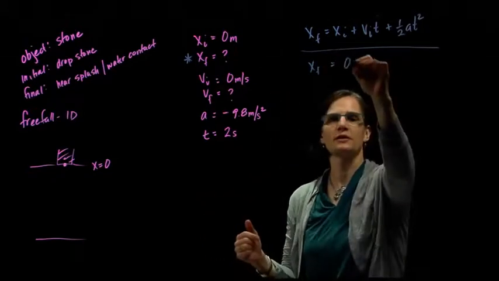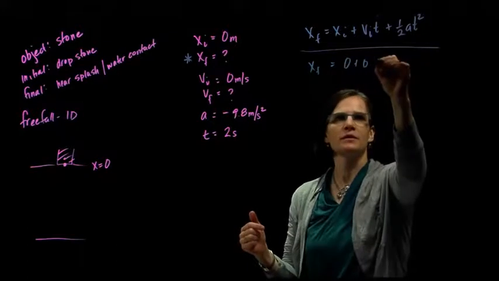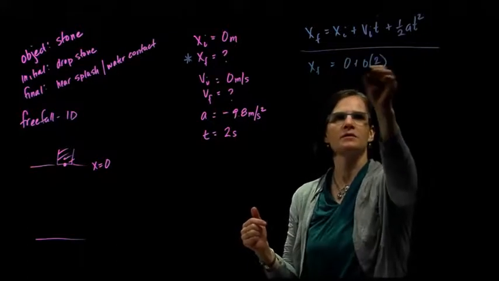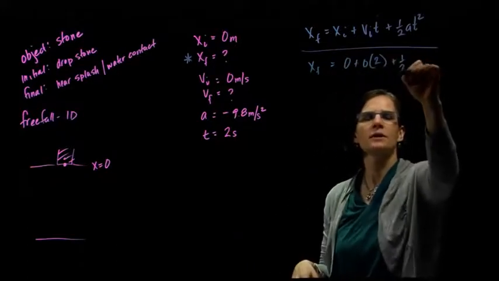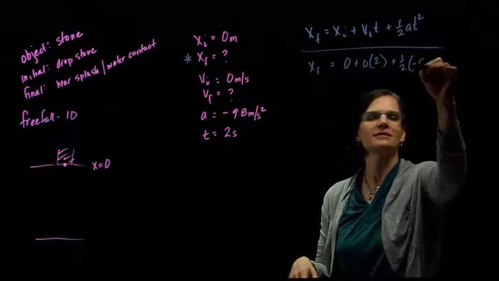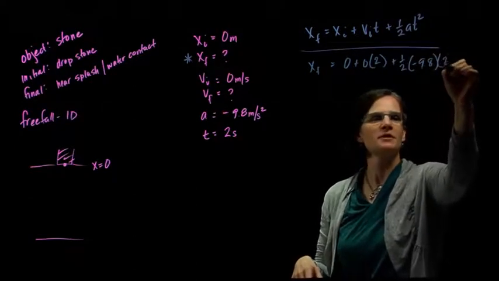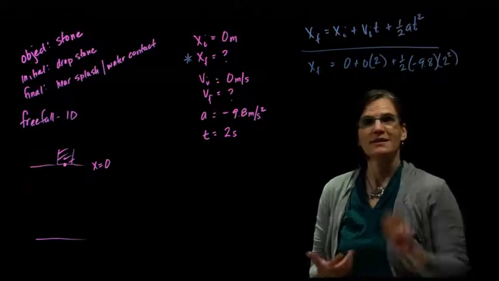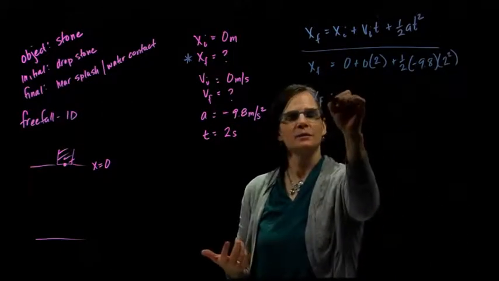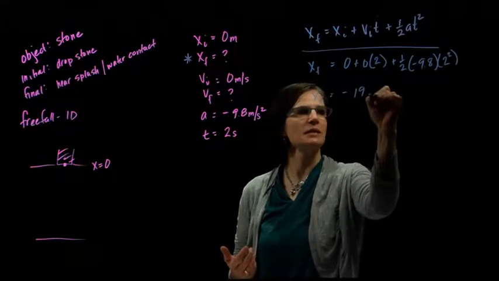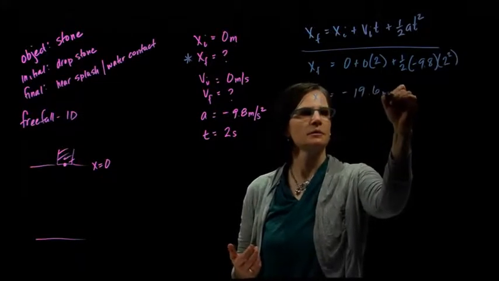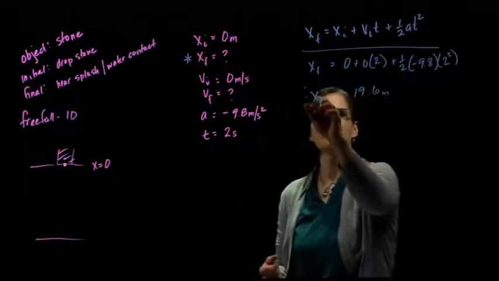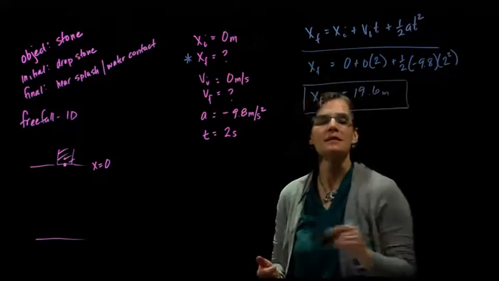x initial is 0. v initial is 0, times our time of 2 seconds, plus 1/2 times negative 9.8 times our time of 2 seconds squared. All right, solving for x final, we get negative 19.6 meters. Well, we always want to check, does that make sense?